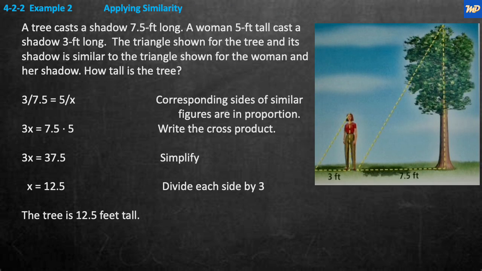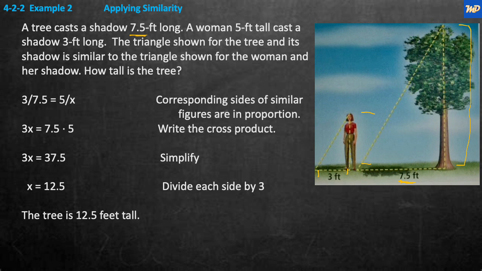Okay, example 2, applying similarity. A tree casts a shadow that's 7.5 feet long. Right here, 7.5 feet long shadow. They're showing it right here, 7.5 feet, the tree's shadow. A woman, 5 feet tall, here she is, 5 feet tall, casts a shadow 3 feet long. So her shadow is 3 feet. So here's the tree shadow, and we're going to try to find out how tall the tree is right here.